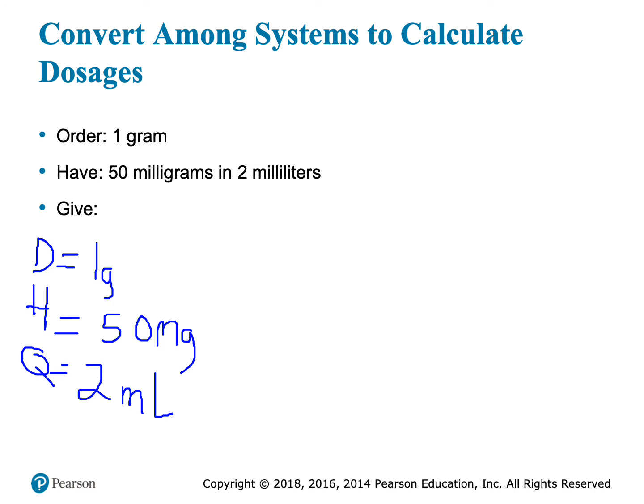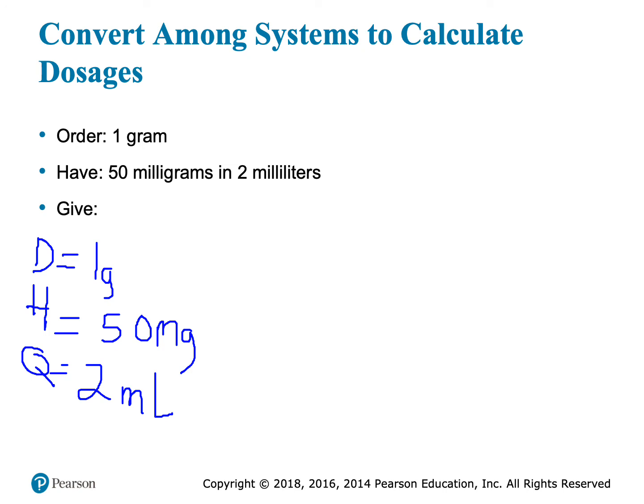Are the units the same? Nope. They're not the same. So the first thing that we have to do is convert the ordered to the have. That's going to be easiest. So what that means is we need to convert grams to milligrams. Remember how we do that?